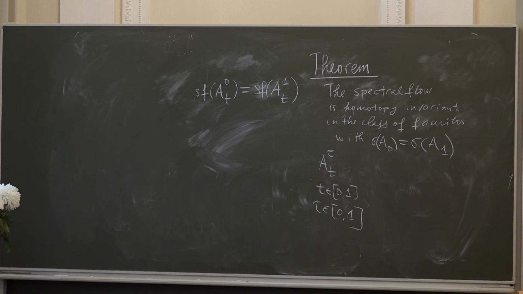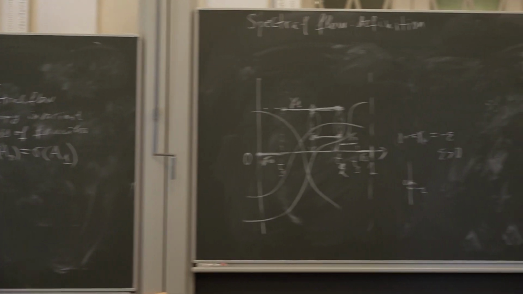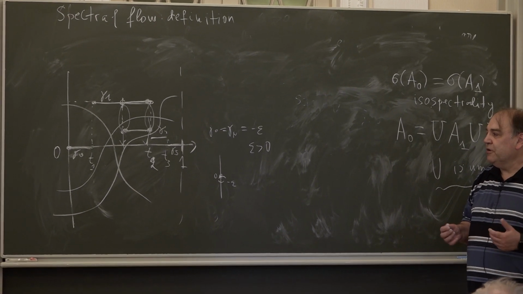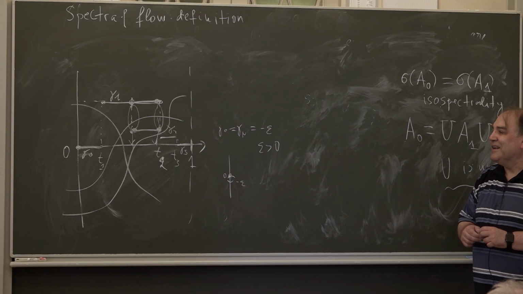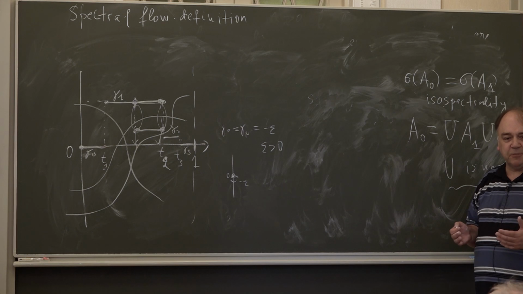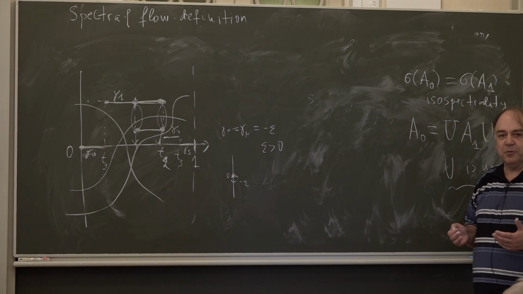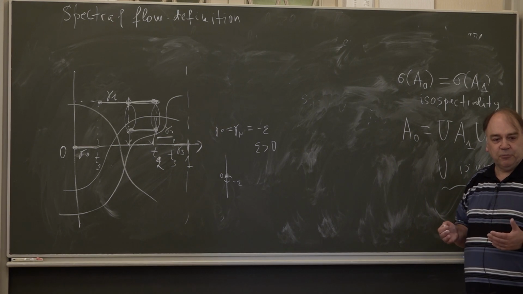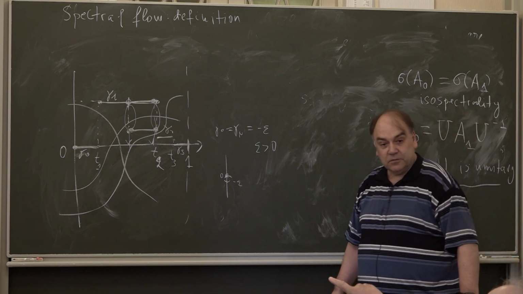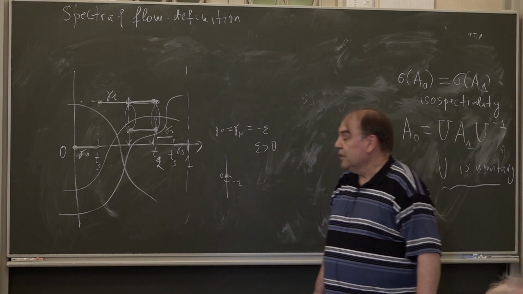I will not dwell on the proof. It actually goes along the same lines, more or less. And this theorem shows why it is of interest to consider families with the isospectrality condition. This spectral flow is homotopy invariant, and so if our operators stem from, say, problems of elliptic theory, then it is natural to expect that this spectral flow, being homotopy invariant, can be expressed via the homotopy invariance of the principal symbol of our elliptic operator. And this homotopy preserves this property of the equality of the spectrum.